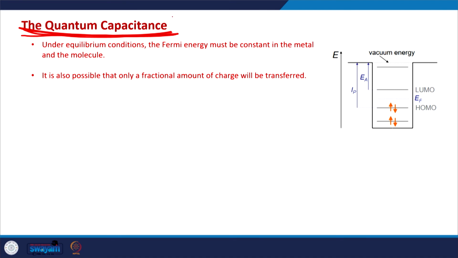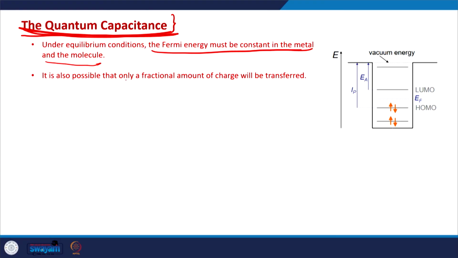So, let us see where it comes from. Under equilibrium, the Fermi level in a metal-molecule system, a metal-quantum dot system, must be uniform, and in order to achieve that uniform Fermi level, a certain amount of charge needs to be transferred across the system, if the Fermi levels are not aligned before joining them. And it's also possible that only a fractional amount of charge is transferred. What it means is that it may not be necessary that an entire electron is transferred from the metal to the quantum dot.